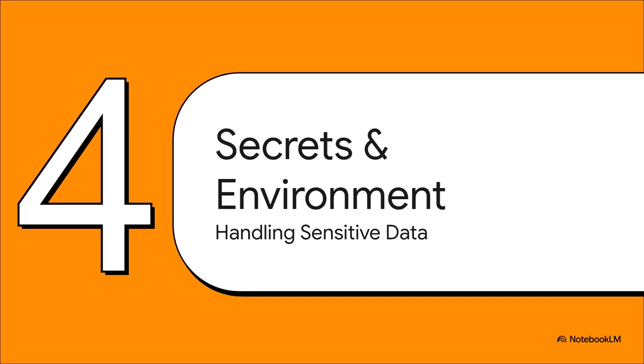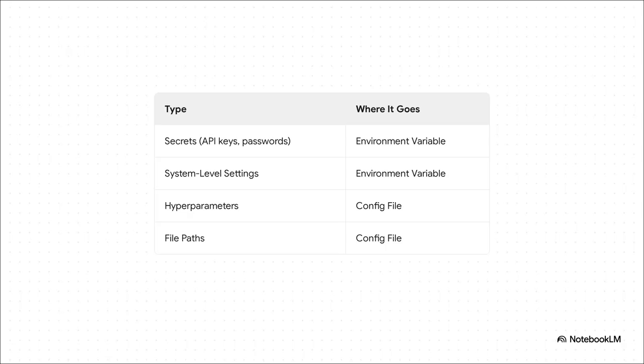But hang on a second. What about the really sensitive stuff? I'm talking API keys, database passwords, things you should never, ever, ever put in a config file that gets checked into Git. Well, there's a proper place for those too. Here is the golden rule. It's really simple. Anything secret, like an API key, or anything that changes from machine to machine, like a database connection string, that stuff belongs in an environment variable. That keeps it secure and completely separate from your codebase. Everything else, all your fun hyperparameters, file paths, model settings, that can all live safely in your config file, which you can and should check into version control.